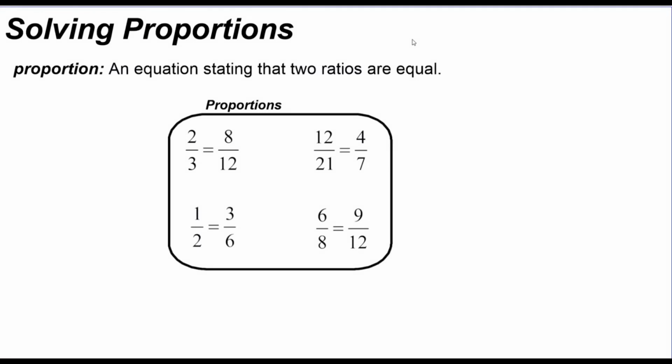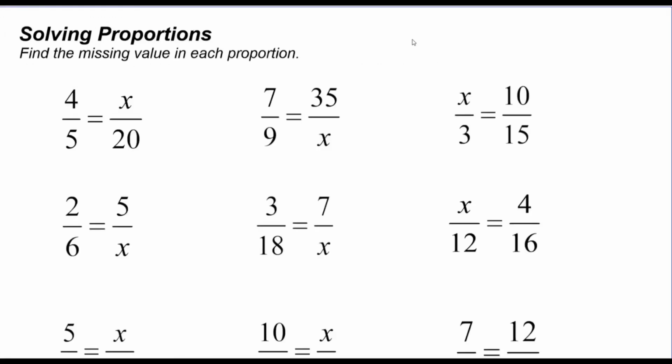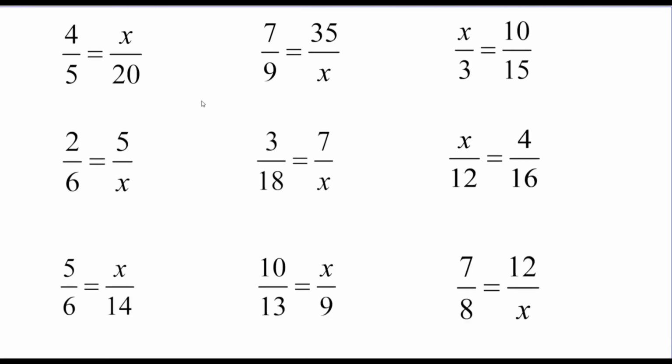That makes a proportion. So I've got examples here of 2/3 equals 8/12, 12/21 equals 4/7, 1/2 equals 3/6, and 6/8 equals 9/12. So these are equal ratios. They are proportions. So what we're going to be doing is solving proportions, meaning there's a missing part in the proportion, and we need to find the value in that proportion.